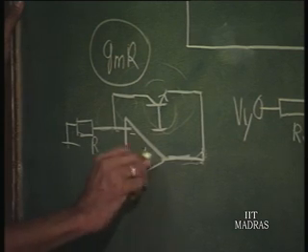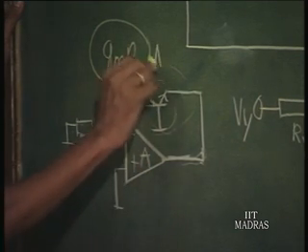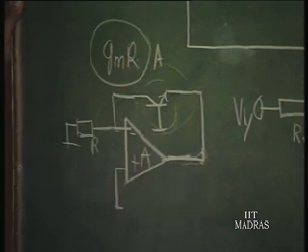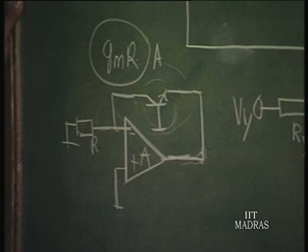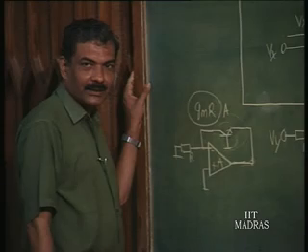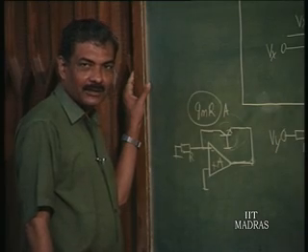If the amplifier gain is A, then A into Gm into R should be less than 1 when the phase shift of A is equal to 180 degrees. That is the condition for frequency compensation, otherwise it will go into oscillation.